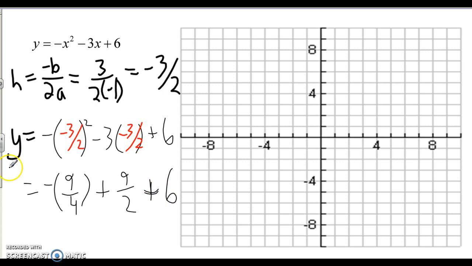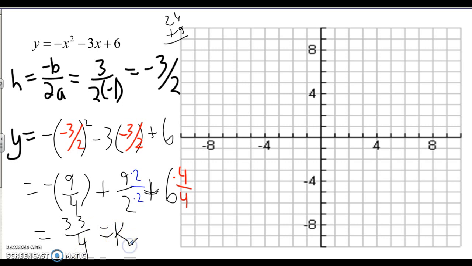So now I just need to add these terms together. Right now they don't have the same denominator. I can multiply this by 2/2. I can multiply this one by 4/4. And if I do that, I get -9/4 plus 18/4, which is positive 9/4, plus 24/4. 9 plus 24 is 33. So 33/4 would be the value of k, right?